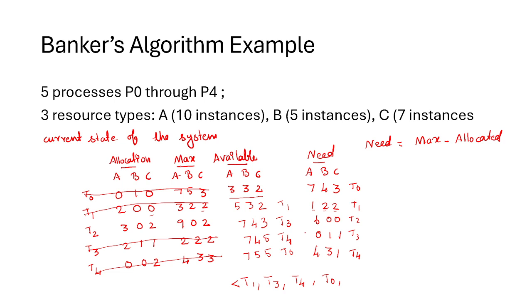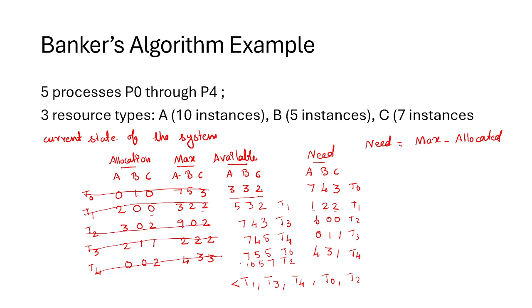So we start the execution of T2. Once T2 completes its execution, its allocation of 3, 0, 2 should be added here. So 10, 5, 7. These many resources will be available after T2 completes its execution.